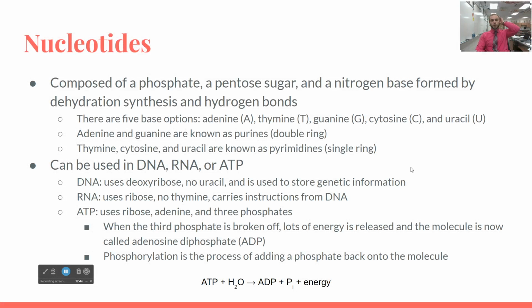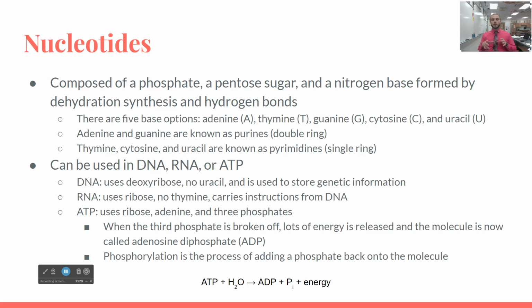And then the last of the 4 macromolecules are your nucleotides. They're going to have a phosphate group, so PO4 3-, a pentose sugar, and a nitrogen base. They're going to be formed by dehydration synthesis, as well as some hydrogen bonds. There are 5 different nucleotides that you can have: adenine, thymine, guanine, cytosine, and uracil, and you can see the abbreviations for each. Adenine and guanine fit in a class known as the purines, meaning they have a double ring structure. Thymine, cytosine, and uracil have a single ring structure, and they fall under the category of pyrimidines.